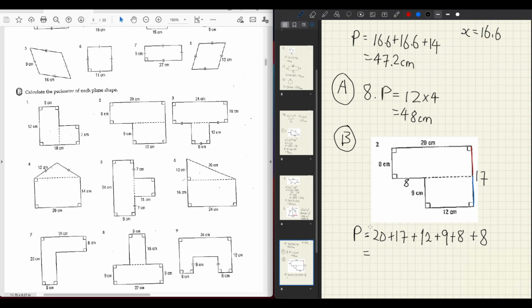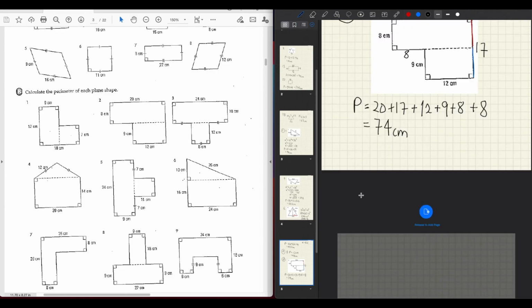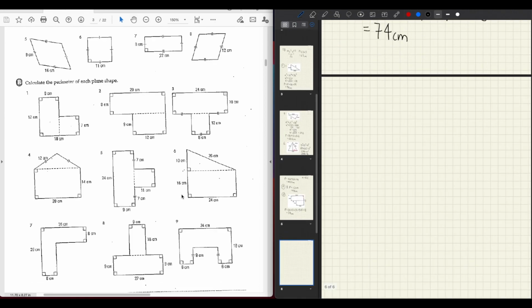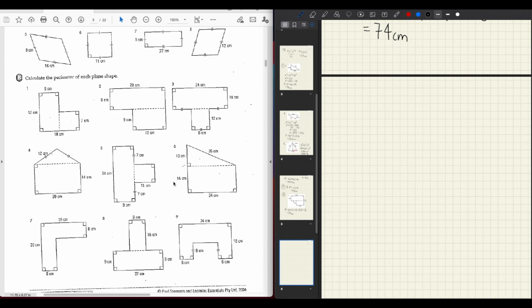And with this, just type it into your calculator. So I'm just going to do it now. That should give you 74 centimeters. Right. So that wasn't too bad. Right. Now let's take a look at a slightly more difficult question.